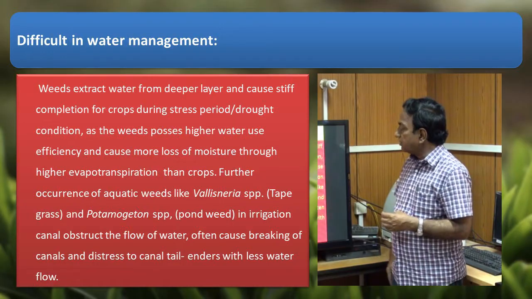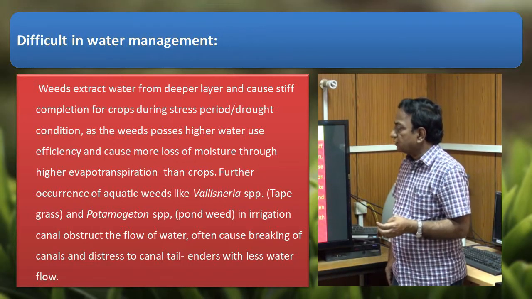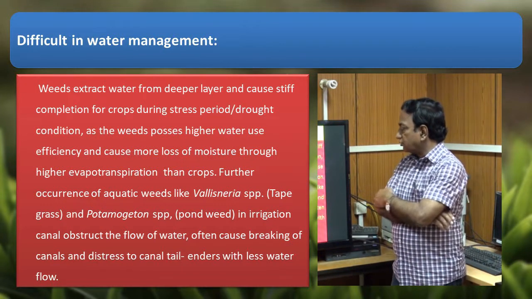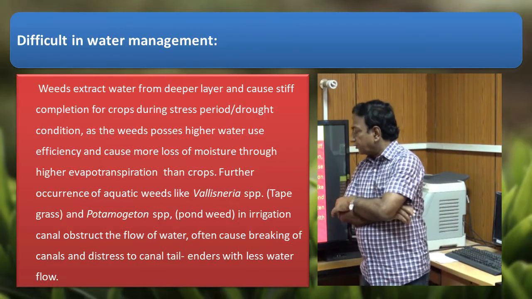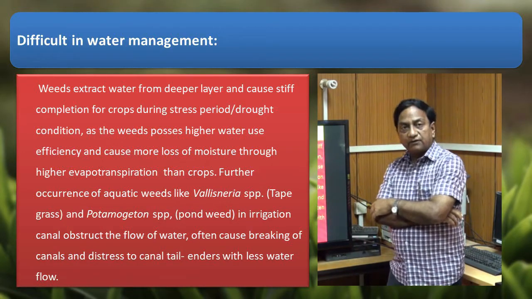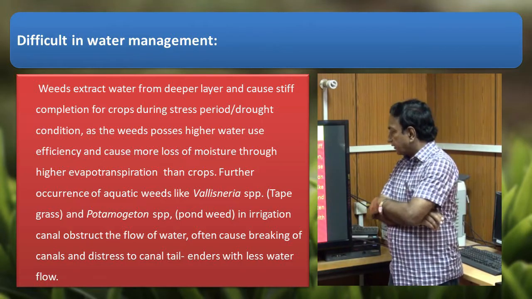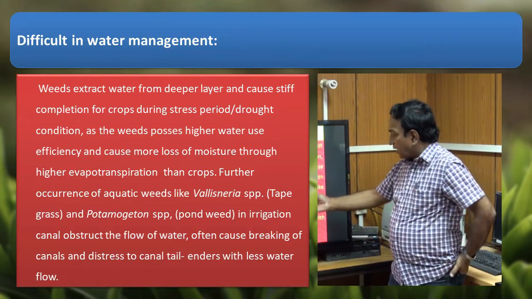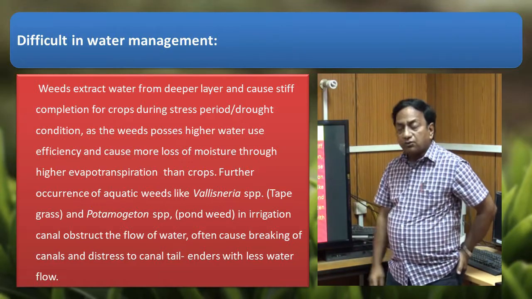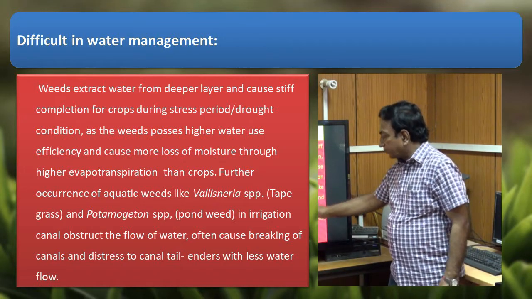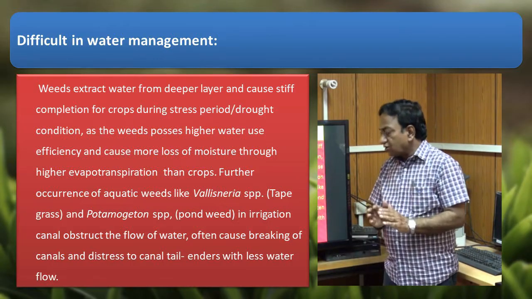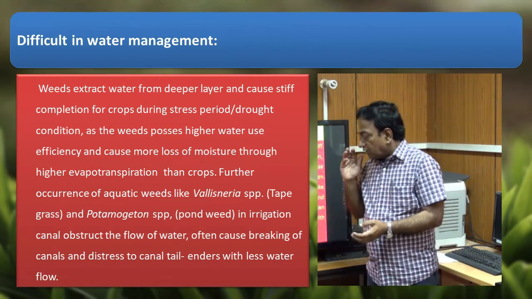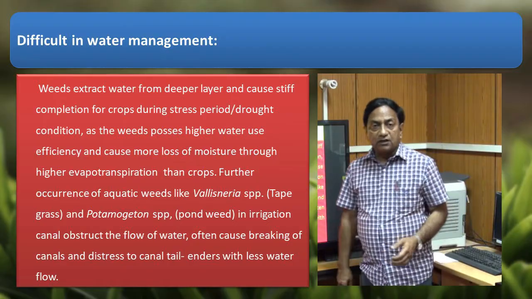Weeds extract water from the deeper layer and cause stiff competition for crops during stress periods and drought conditions, as weeds possess higher water use efficiency and cause more loss of moisture through higher evapotranspiration than crops. Further, the occurrence of aquatic weeds like Vallisneria, which is found in the aquatic system, and Potamogeton species, also known as pondweed, in irrigation canals obstructs the flow of water, often causes breaking of canals, and distress to canal tail enders with less water available for their crop.